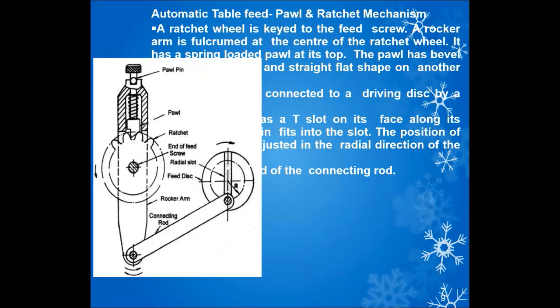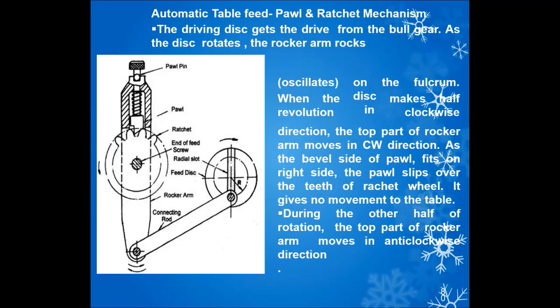Automatic table feed, pawl and ratchet mechanism. The driving disc gets its drive from the bull gear. So it is oscillating to and fro.